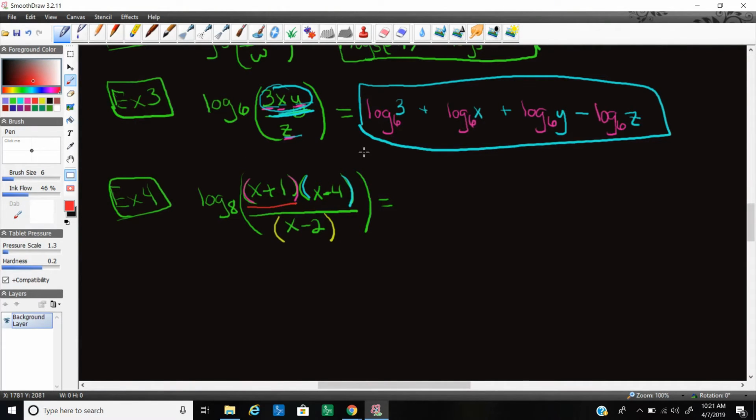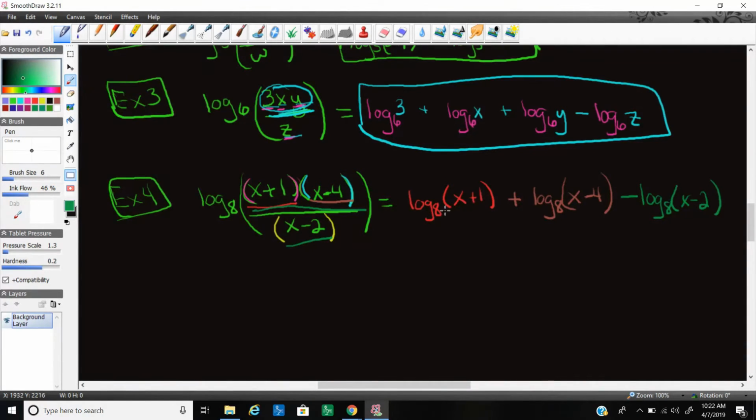We have one right here. So log base 8 of x plus 1, that's one term. Let's use this color. We have another term here. And because these 2 terms are being multiplied, so this means multiplication, the parentheses, we're going to put an addition sign. So plus log base 8, again, same base, all this, x minus 4. And then we have the last one underneath, so we have a division, which goes to this one. So minus log base 8, x minus 2.